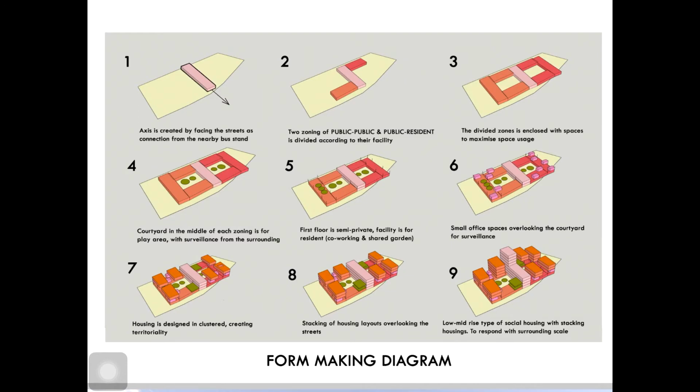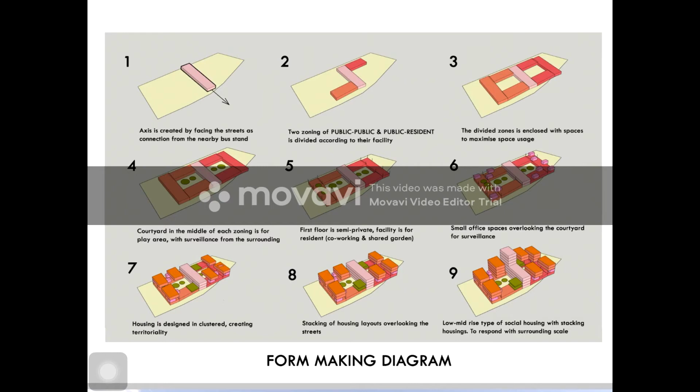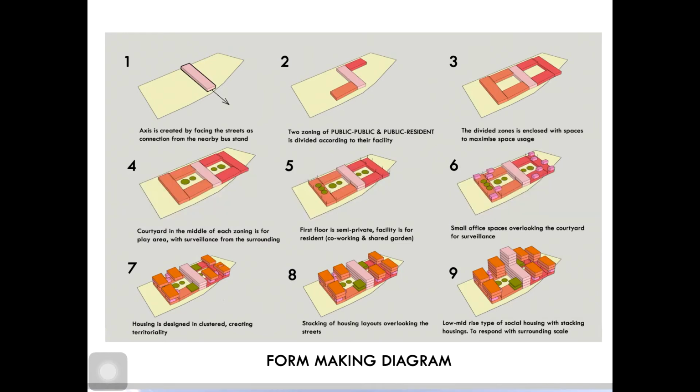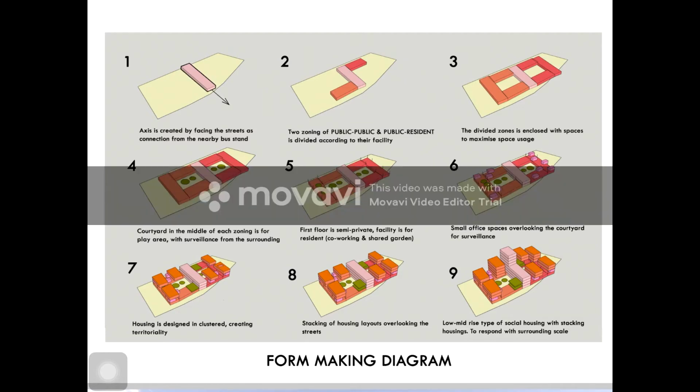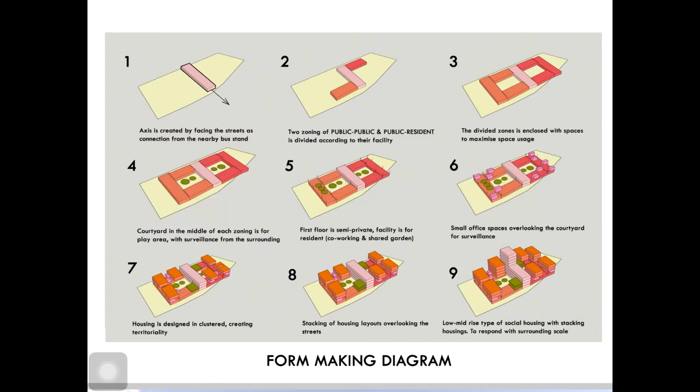Number 4 is that I use the courtyard in the middle as a play area for children, as it will enhance natural surveillance from the surrounding spaces. And then number 5 is that I created the first floor for semi-private only, so the facility is only for residents, which means it includes co-working spaces, shared garden, and kindergarten. And number 6 is that all these co-working spaces and small offices are overlooking the courtyard below, for surveillance.